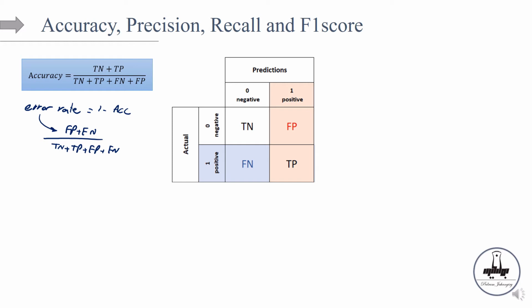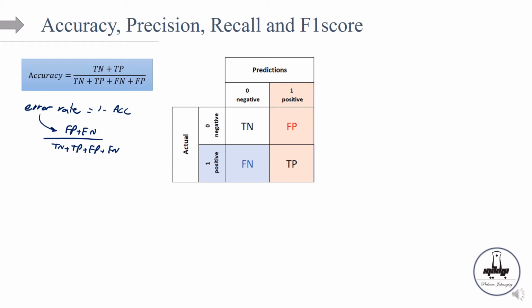But is this a good model? Of course not, right? Because the model was always predicting no default. So this is not a good model. What can we say about accuracy or error rate? Can we trust these numbers? The answer is no. When the data set is imbalanced, you should not trust accuracy and error rate.